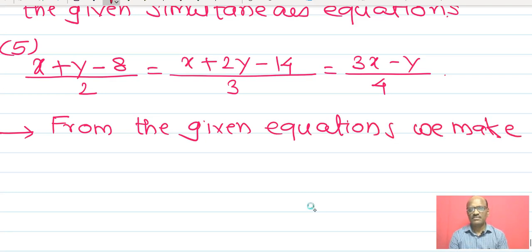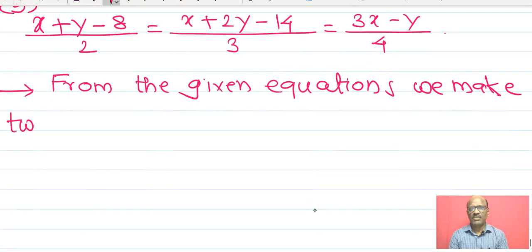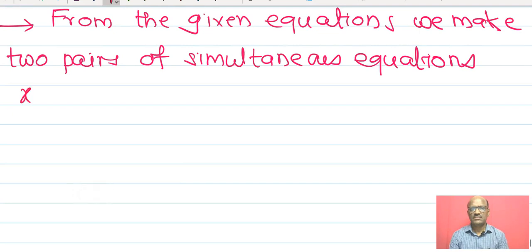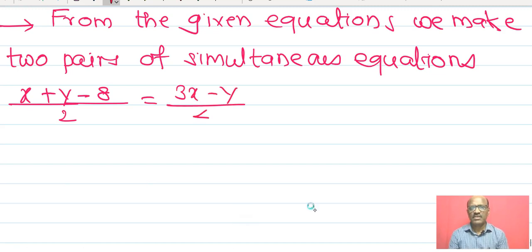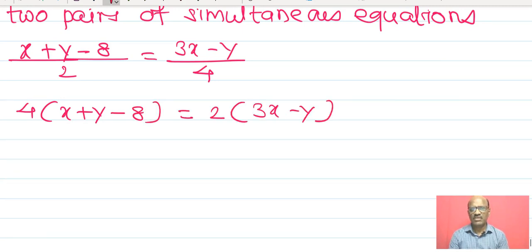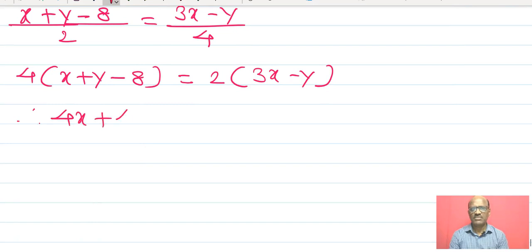Therefore, we need two pairs of simultaneous equations, that is x plus y minus 8 upon 2 and 3x minus y upon 4. Make cross multiplication. The simplest way, that is 4 in bracket x plus y minus 8 is equal to 2 in bracket 3x minus y.